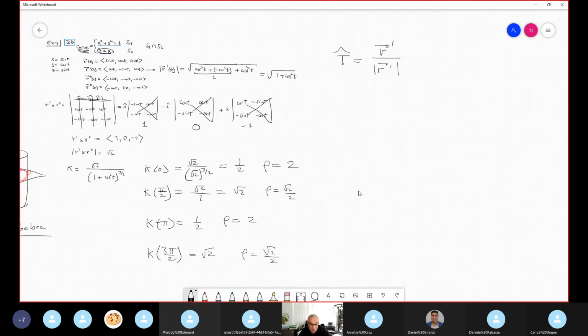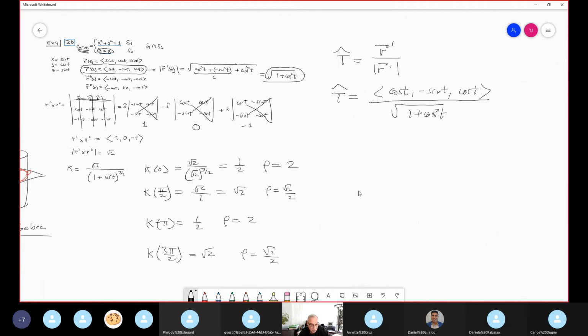In general, the unit tangent vector expression is this vector divided by this expression. So it's cosine t, minus sin t, cosine t, divided by the square root of 1 plus cosine squared. This is a scalar function, and you can put it inside component by component, or put it like a common factor outside. It doesn't matter.